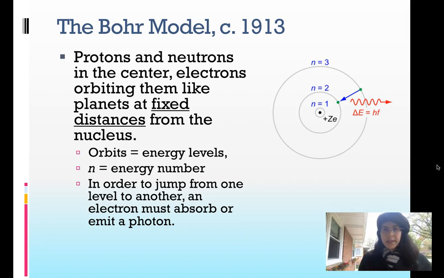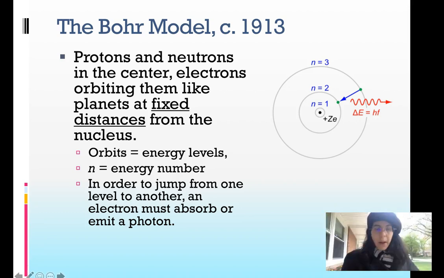Finally, with war on the horizon, they managed to drag him kicking and screaming to the publishing house in 1913, and we get the Bohr model of the atom. Bohr's model is the one we all know and love from middle school, with a whole bunch of protons in the nucleus together and electrons going around them in little orbits like planets at fixed distances from the nucleus.